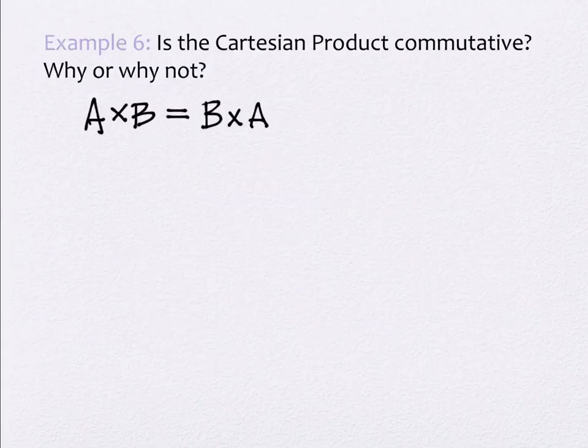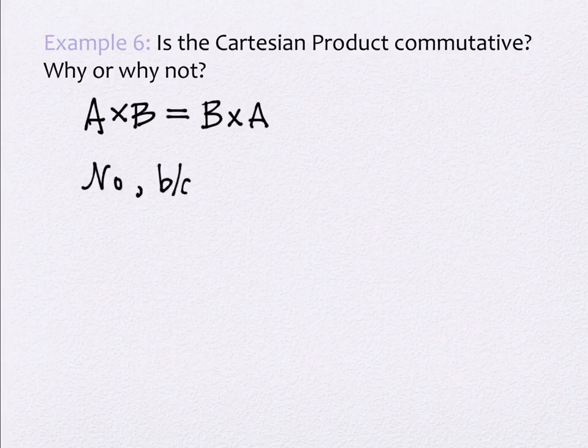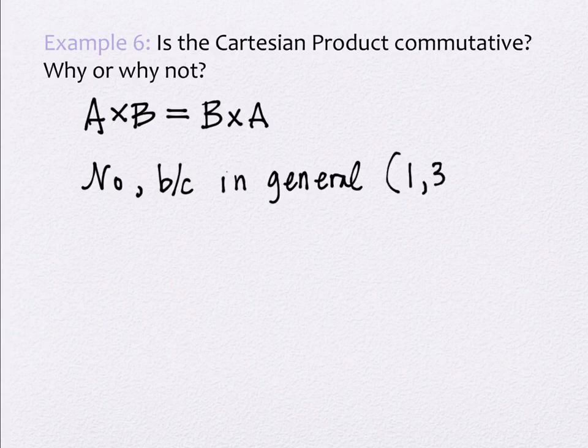So over here, we would have to say no. And the reason is because in general, and we'll use some numbers, 1, 3 is not the same as the ordered pair 3, 1. Right? Obviously the ordered pair 2, 2 would work because you flip them and it's still 2, 2. But most of the ordered pair components aren't going to do that. They're going to be different. Any questions on that? So that's very interesting because intersections and unions, they were commutative, but Cartesian products are not.